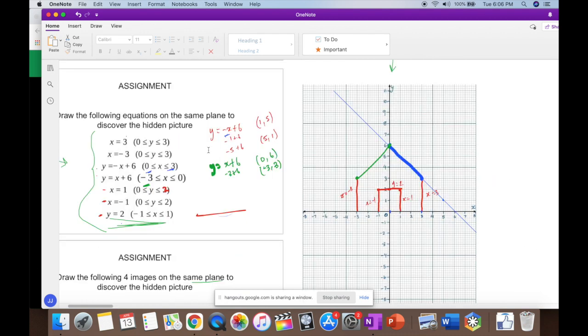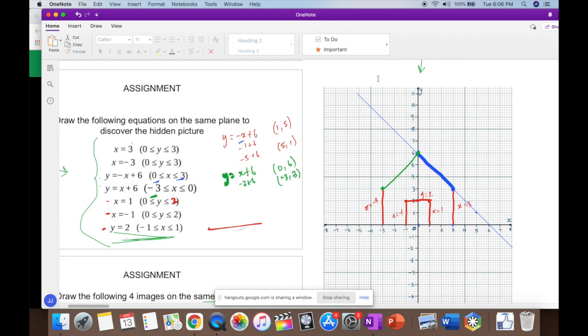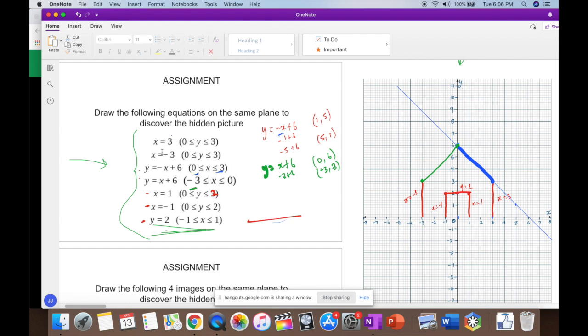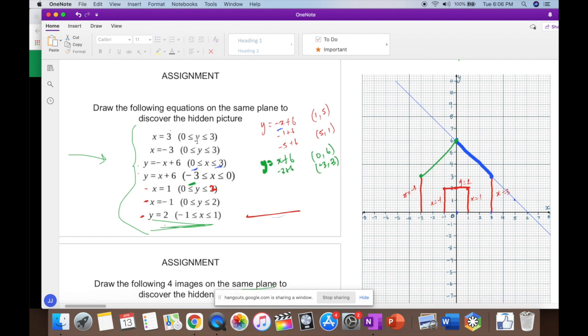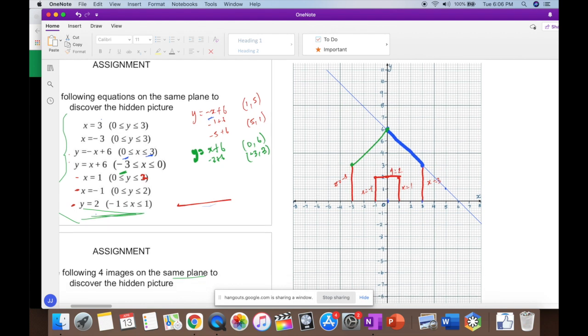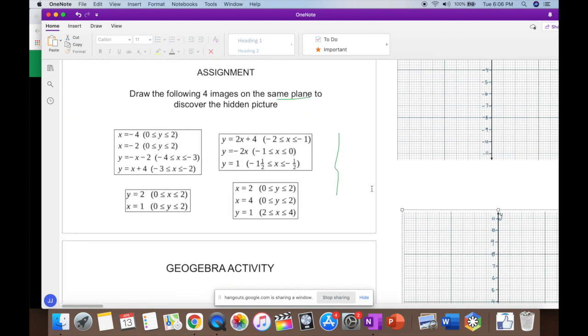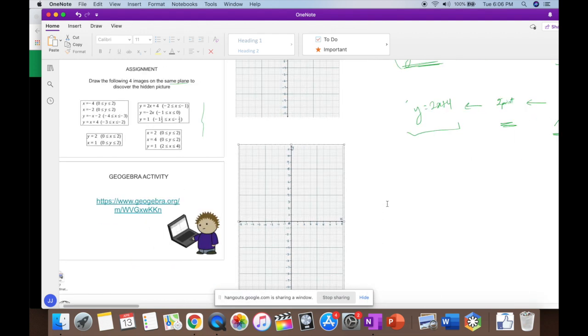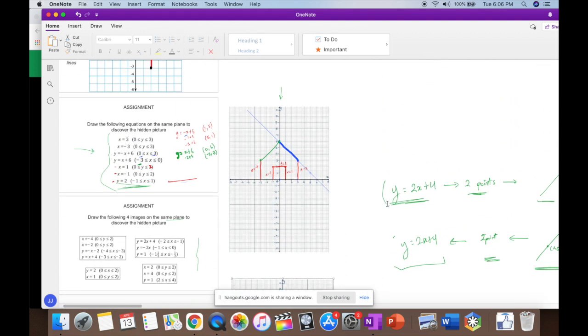So last week we were talking about drawing cool stuff using equations, and we saw here that we had these equations with these ranges, and when we drew them we got a house, yeah? And so the homework was to draw these 4 equations here and to see what you get, right? Because they didn't know what they would get.